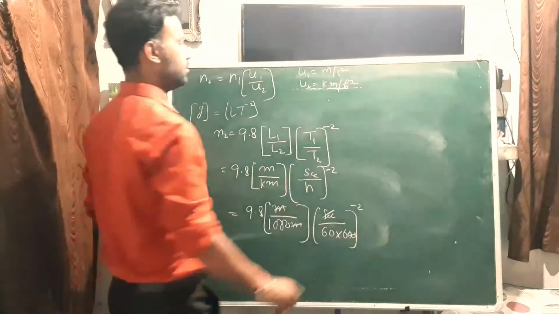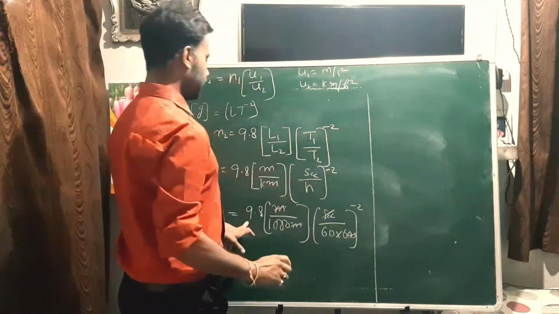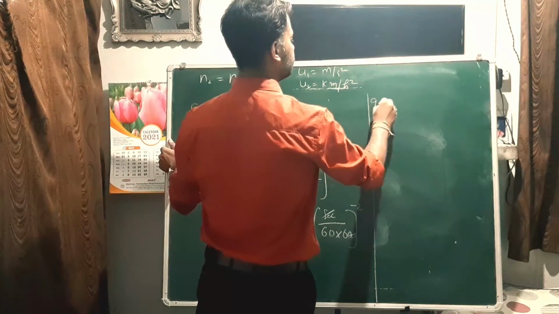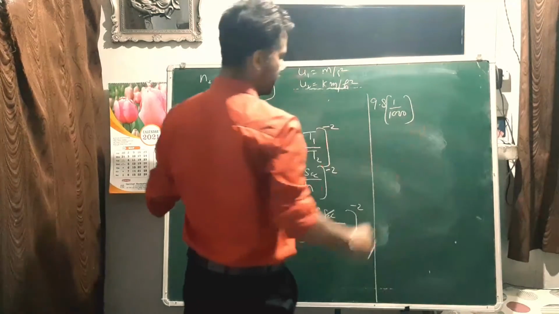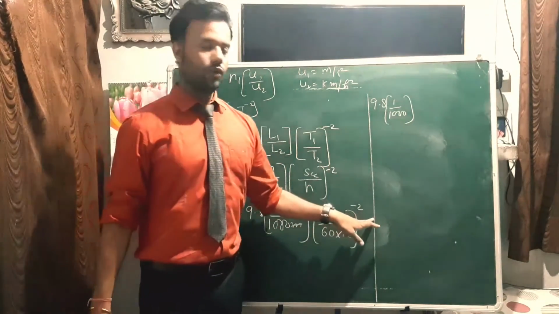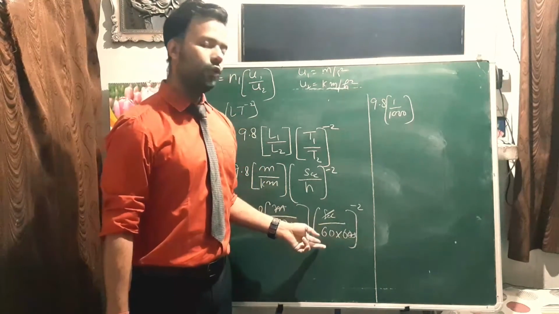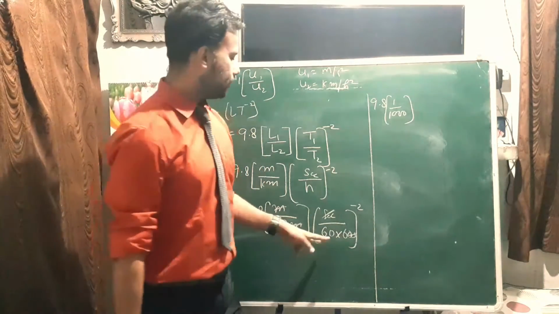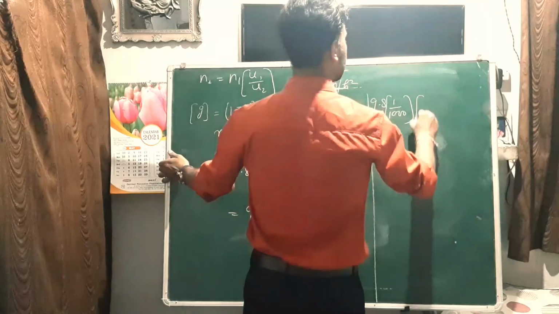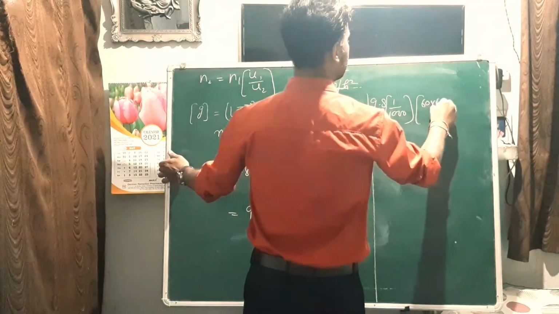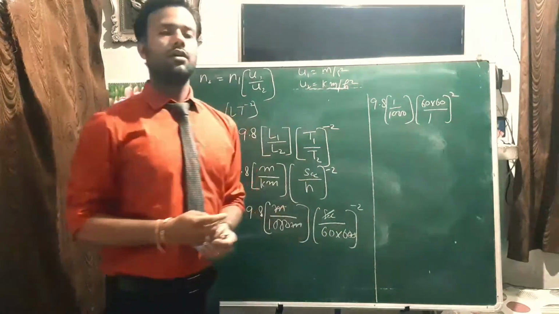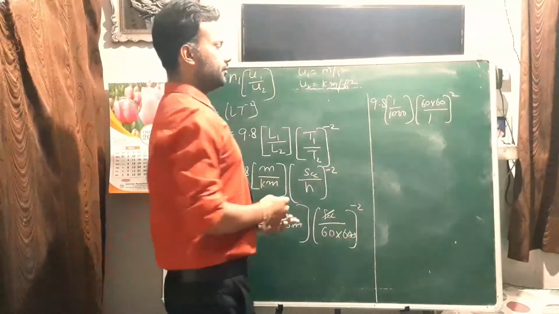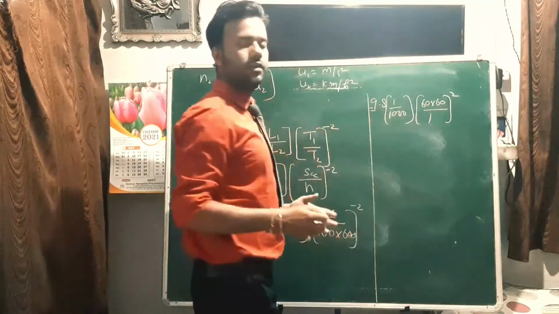What we are left with here is 9.8, it is 1 upon 1000, and you see that here the power is minus 2. So if we exchange the numerator and denominator, the power will become plus 2. So this can be written as 60 into 60 upon 1. Now the power will become plus 2, right?